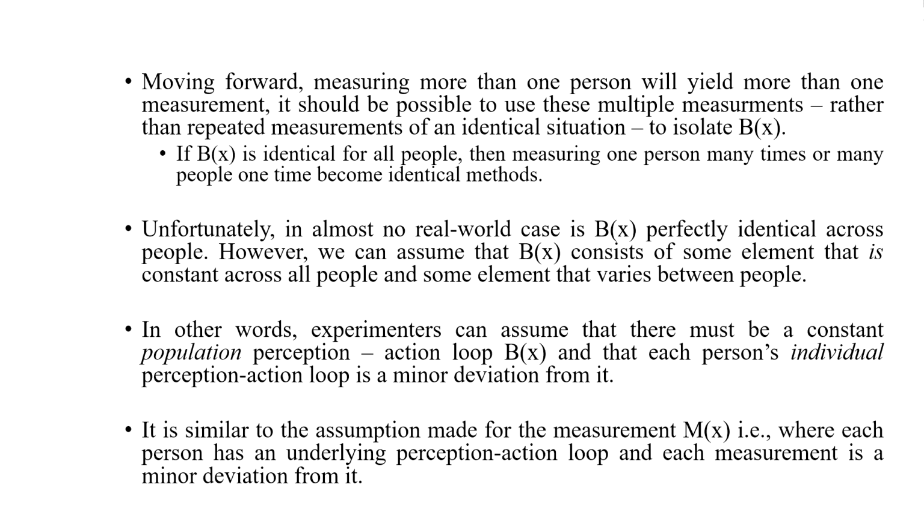This would be similar to the assumption made for M of x, where each person has an underlying perception action loop and each measurement is a slight deviation from it. So, M of x is equal to B of x plus a person level error term, because that is the one that will be different across each individual. Okay. So, how do we model it?